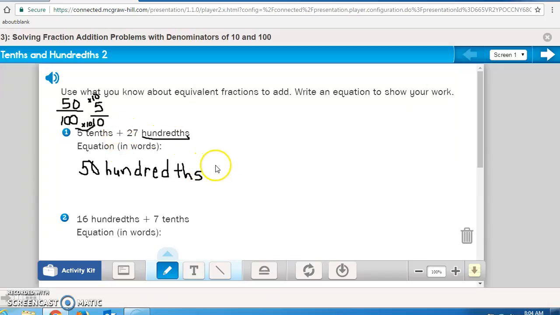Now it says add 27 hundredths, so again, you're going to write it out in words, because that's what it asked you to do. And notice this is taking me a little bit longer because I'm trying to use the cursor here to do this. Equals, and I'm going to do the equal sign for that. So I would add 50 plus 27 is 77, and again, hundredths. Do not shorten these words. Please spell them out completely.